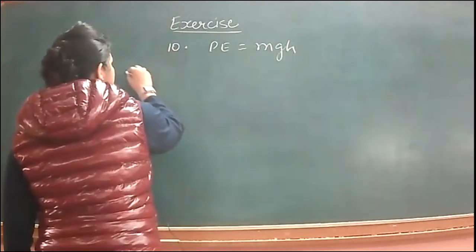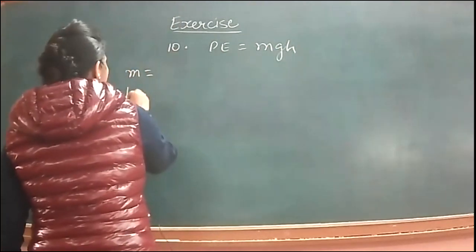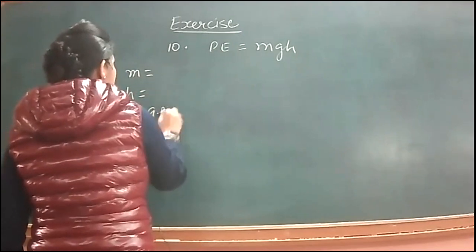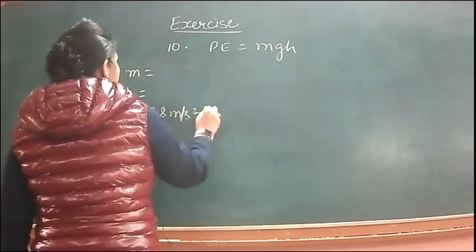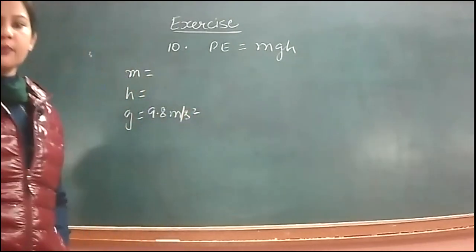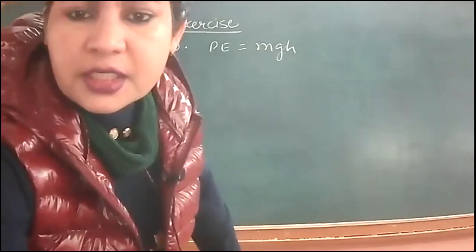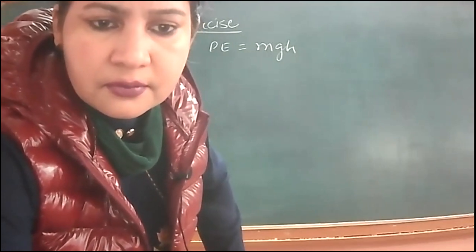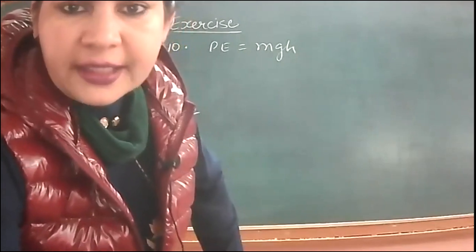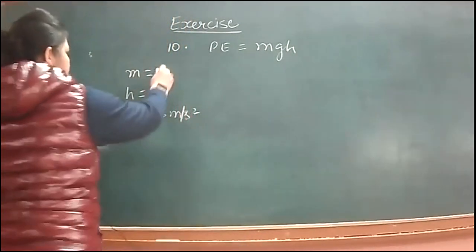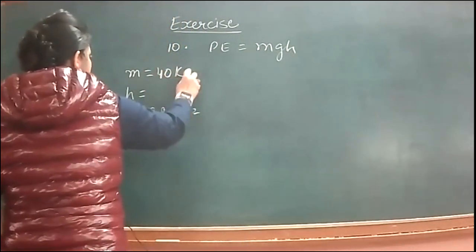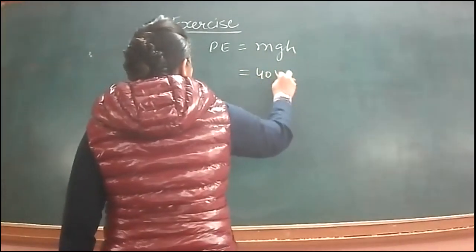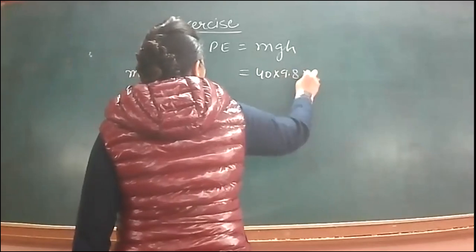Now mass is given, height is given. G we know, 9.8 meter per second square. How much is the mass of the object? 40 kg. And how much is height? 5 meters. So let's put in the values: 40 into 9.8 into 5.